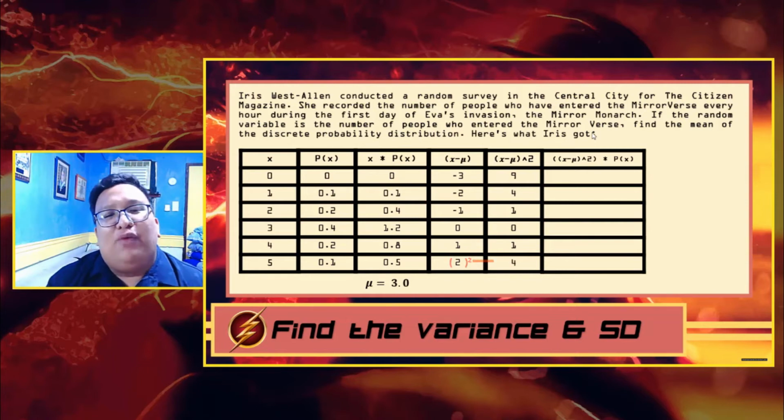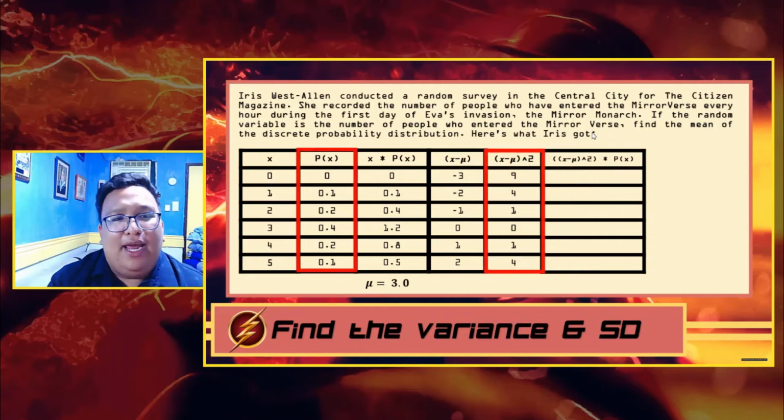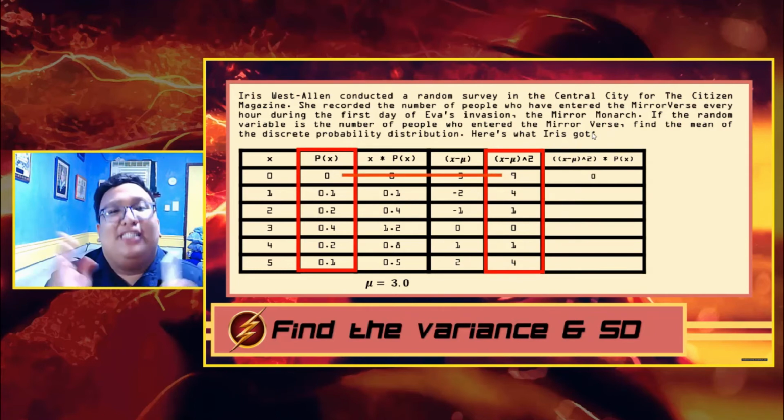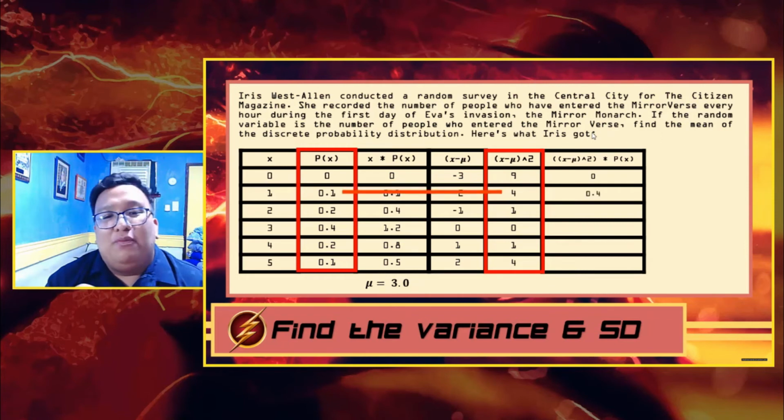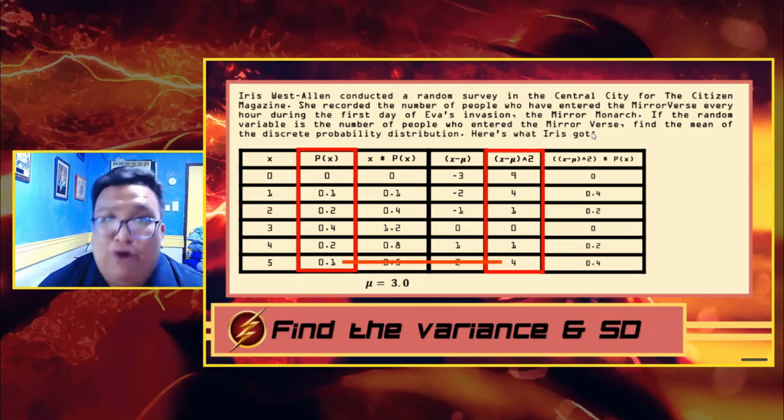Alright, so the next thing we do is to multiply our fifth column with its corresponding probability, just like this. Okay, so we will have the first one, 0 times 9, that is 0. And then 0.1 times 4, that is 0.4. And then 0.2 times 1 is 0.2. 0.4 times 0 is 0. And then 0.2 times 1 is 0.2. And then 0.1 times 4 is 0.4.